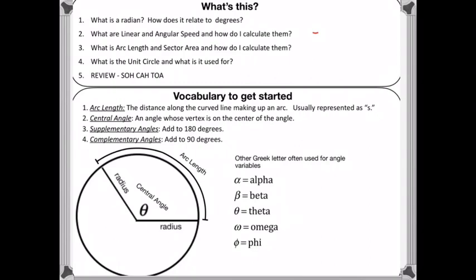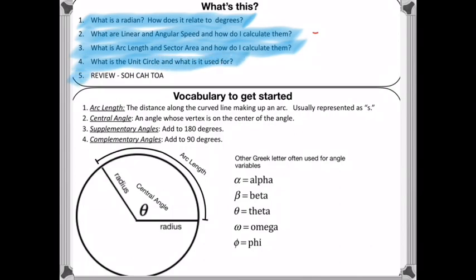First of all, we're going to define and look at a radian, okay? We're going to find out what linear and angular speed are all about. What is arc length and sector area, and how do I calculate them? Unit circle, and a review of right triangle trig, adding some new stuff along with it.